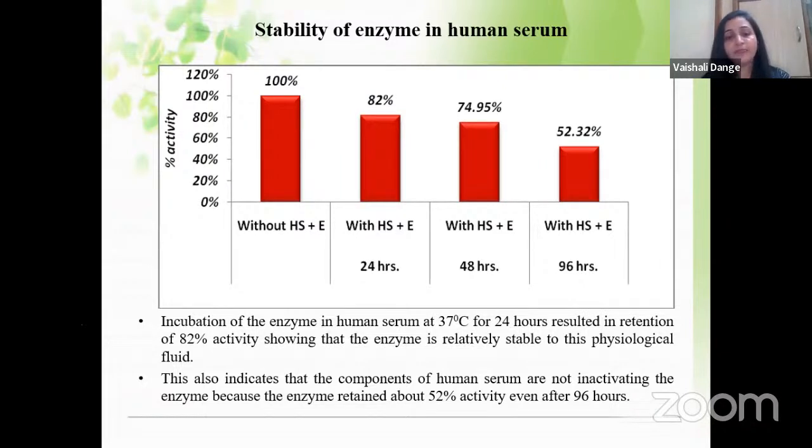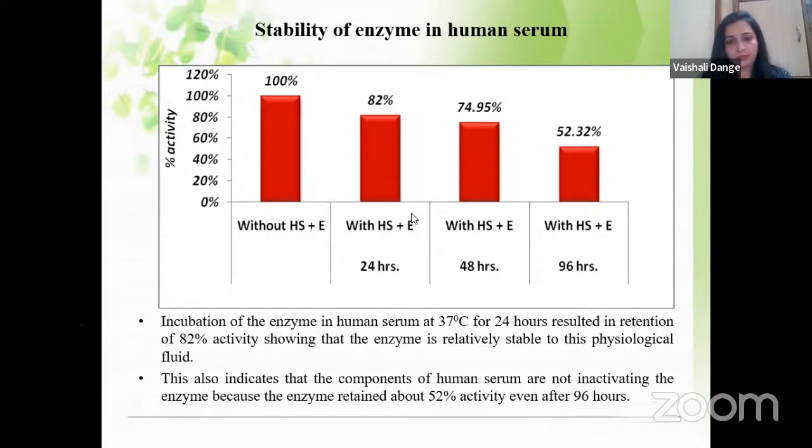Next, I have checked the activity of the enzyme in human serum. So I have applied the enzyme without the human serum, and the enzyme with the serum. I incubated the human serum with my enzyme for 24 hours. So here you can see that at 24 hours, 82% of the activity is retained. After that, it decreases gradually up to 96 hours, but it will not decrease down to 50%. The activity is reduced only gradually.